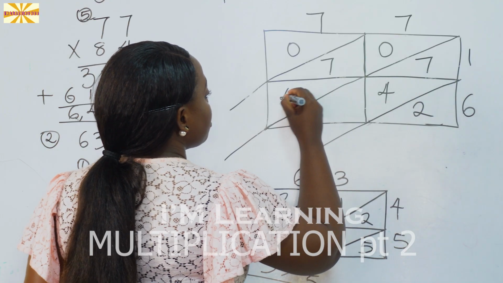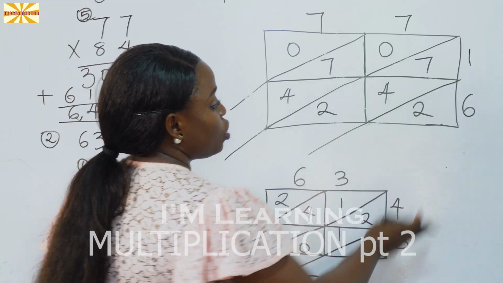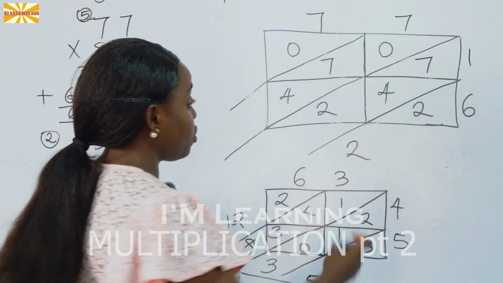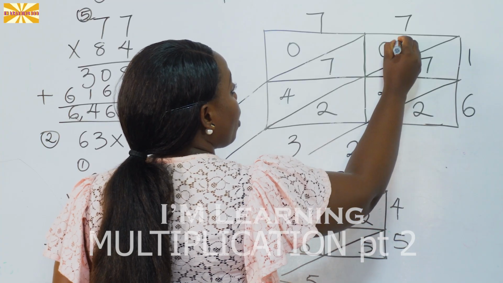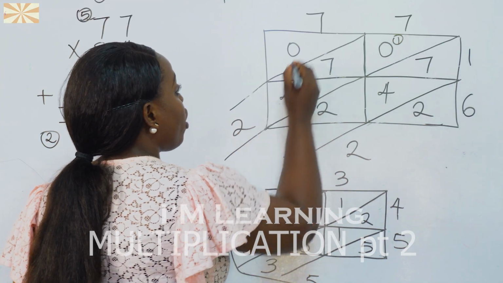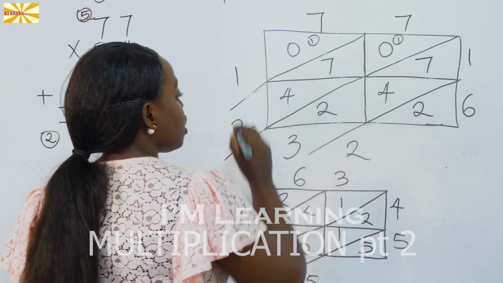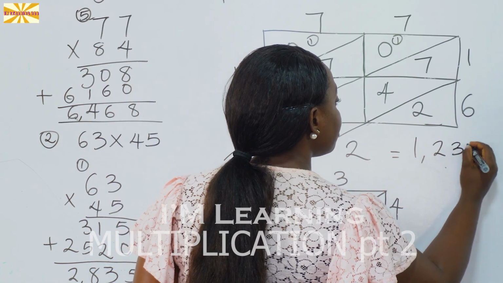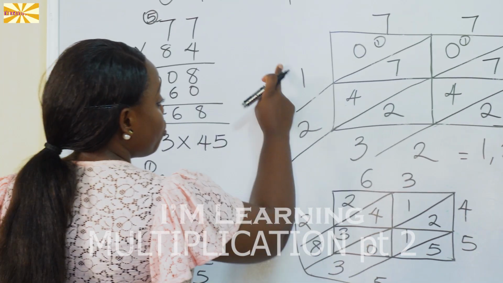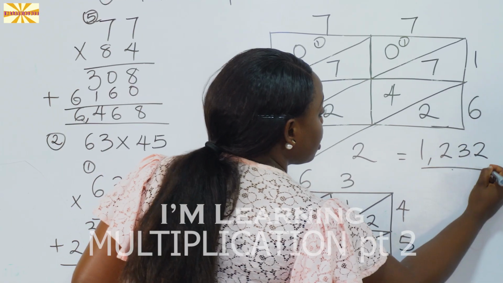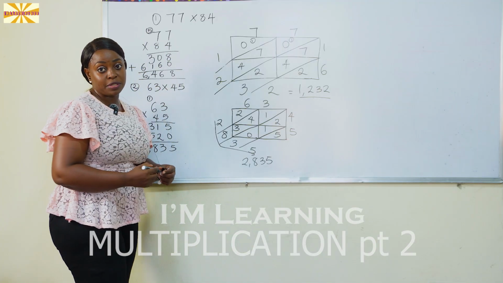6 times 7 is 42. 2 plus nothing is 2. 7 plus 4 is 11. Plus 2 is 13. We'll carry that 1. 1 plus 7 is 8 plus 4 is 12. And then 1 plus nothing is 1. So my answer to that question is 1,232. Remember, you read your numbers this way. 1,232. And that is the answer to 77 times 16.